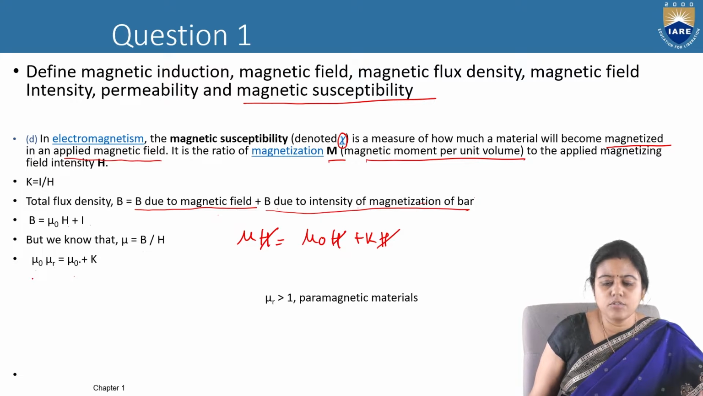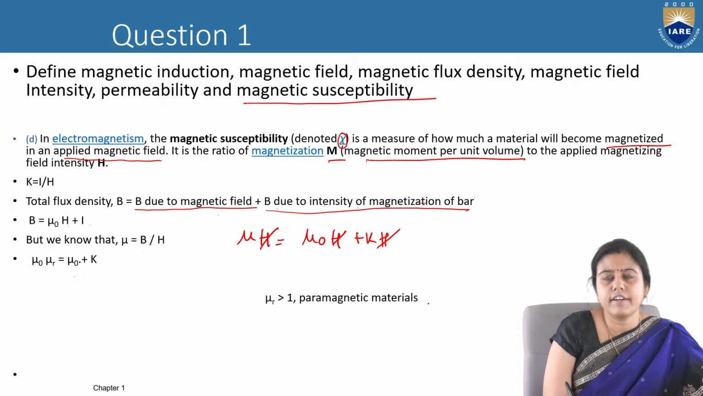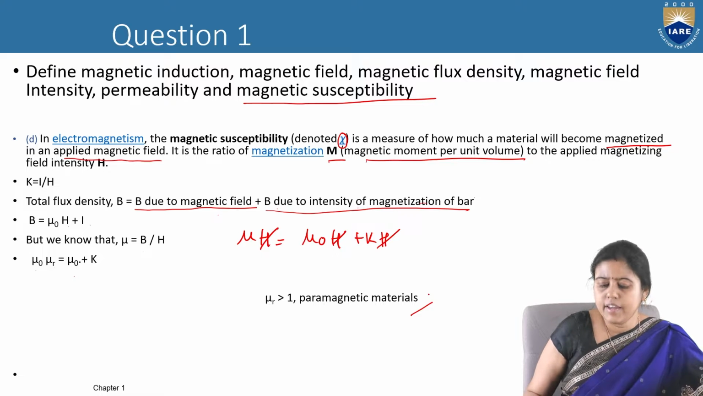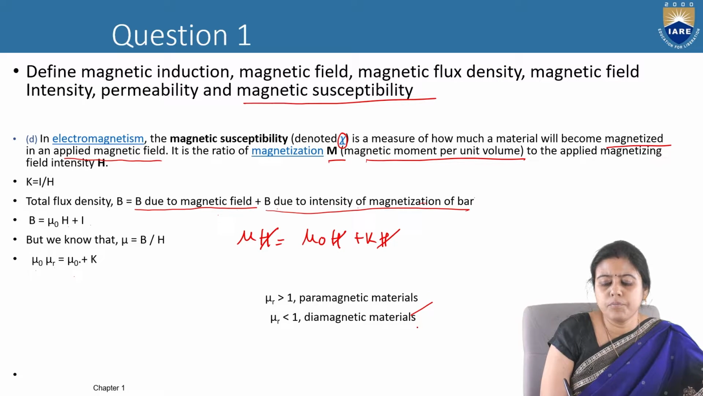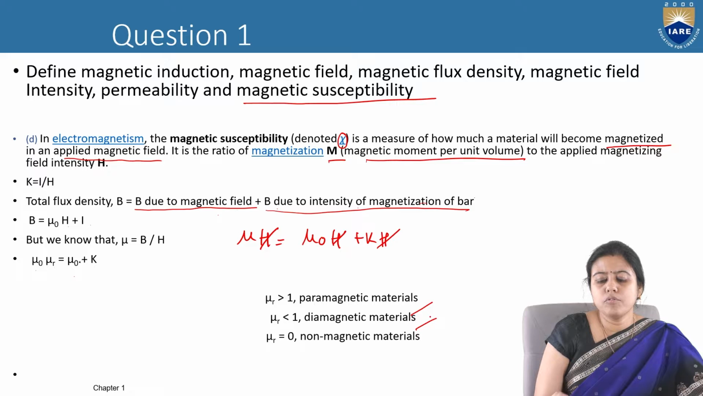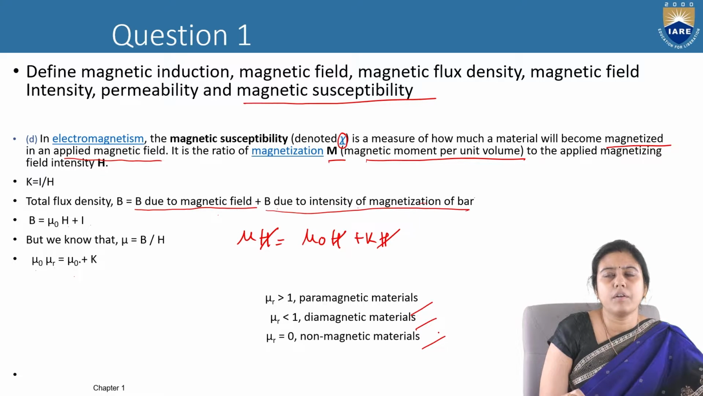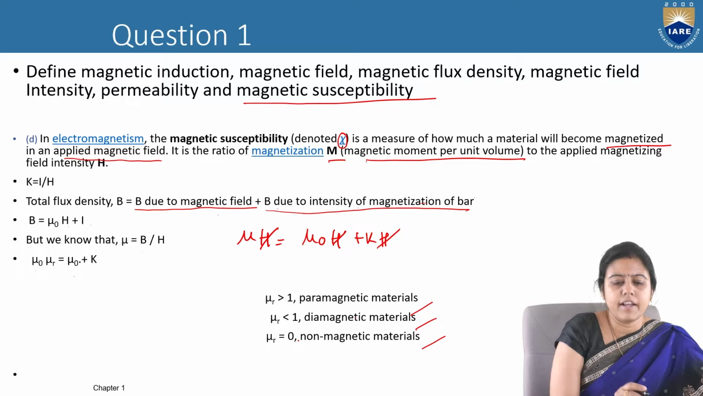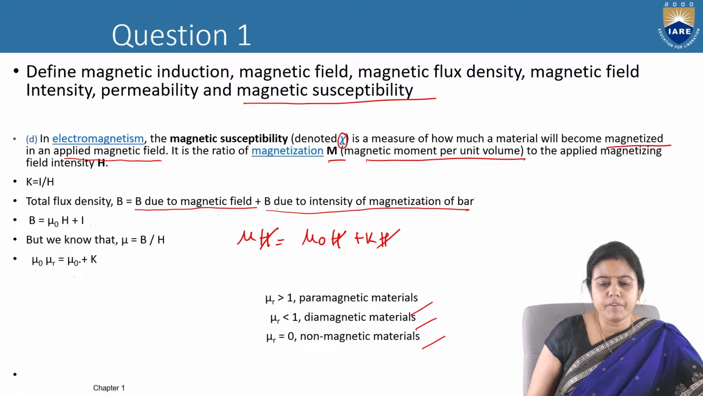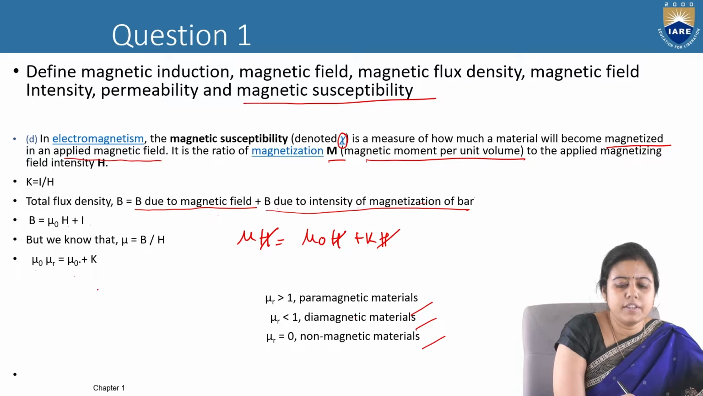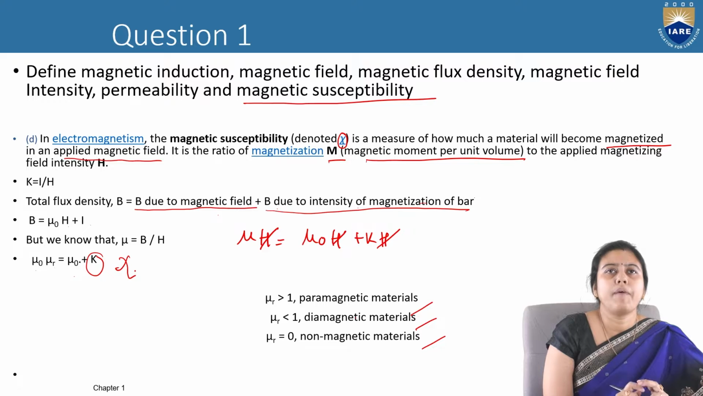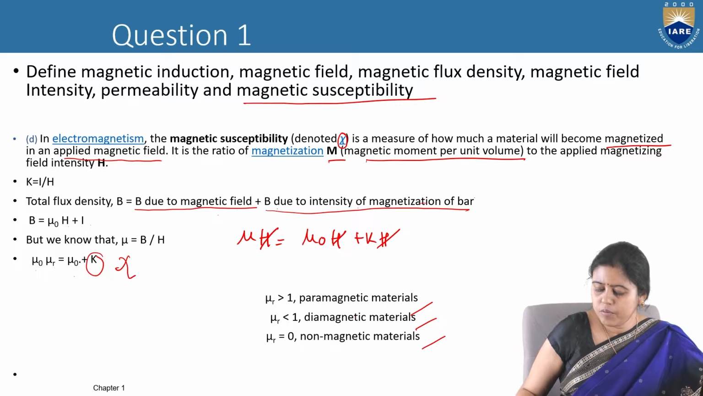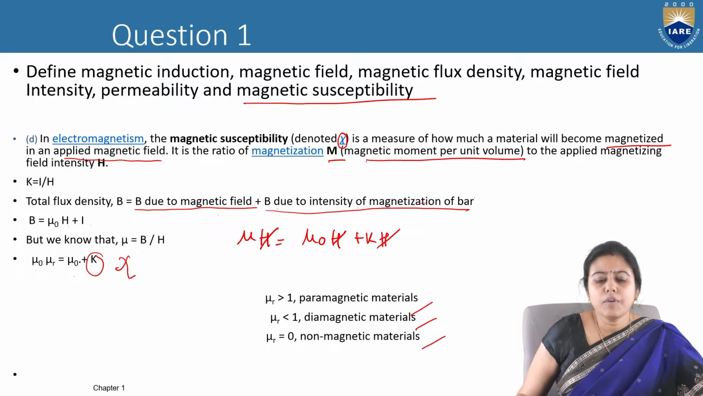So if mu r is greater than 1, it is paramagnetic; mu r less than 1 is for the diamagnetic; and mu r equal to 0 is for the non-magnetic. This is paramagnetic, diamagnetic and non-magnetic material. So what is the magnetic susceptibility? Magnetic susceptibility is K, or sometimes we write it by zeta. So magnetic susceptibility we have discussed. So we are moving to our question number 2.